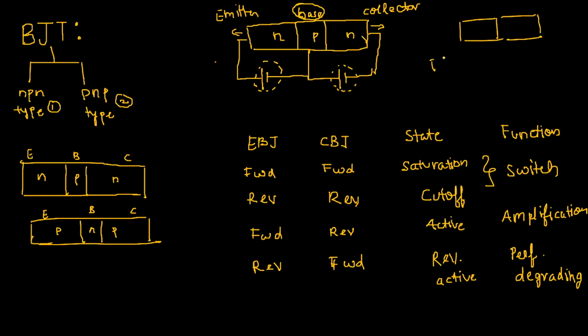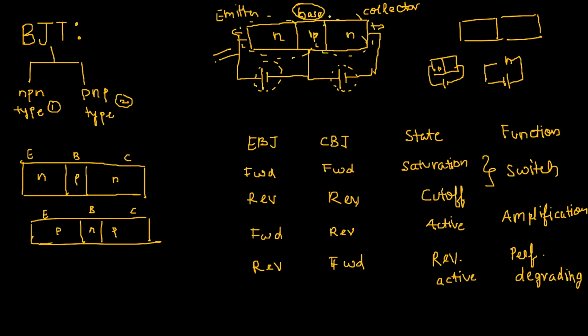In a PN junction diode, if your positive terminal is connected to the P side, we call it a forward bias. And if your positive terminal is connected to the N side, we call it reverse biased. So you can think of this particular transistor as two different PN junction diodes.